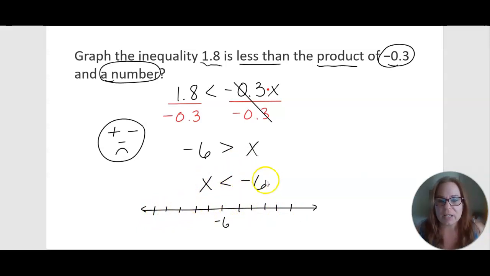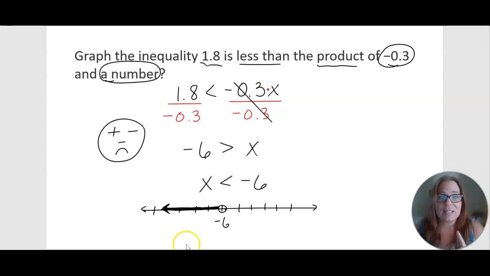And I am not including negative 6. It doesn't say that it's less than or equal to, right? It just says less than. So I'm going to put an open circle around the number. And then since I want the numbers that are less than negative 6, that means I'm going to shade all the smaller numbers, right? These are all the numbers that are less than negative 6. So I'm just going to make like a thicker line here, and then I'm going to put an arrow on the end to show that all these numbers in this direction forever and ever are going to be less than negative 6.